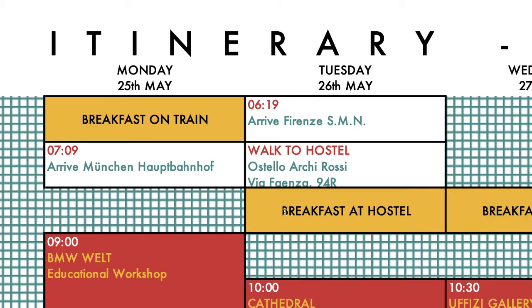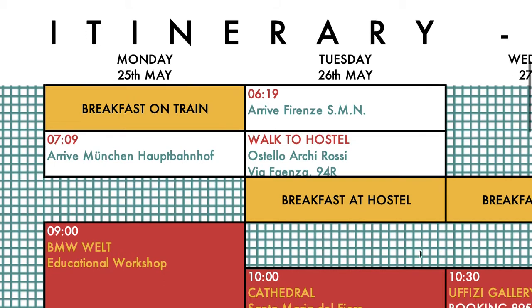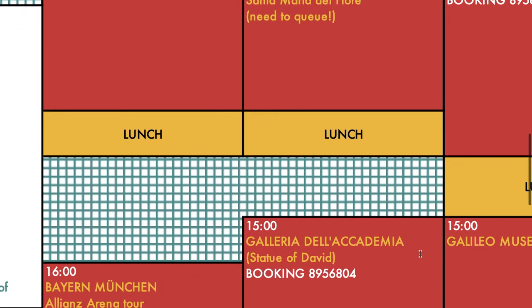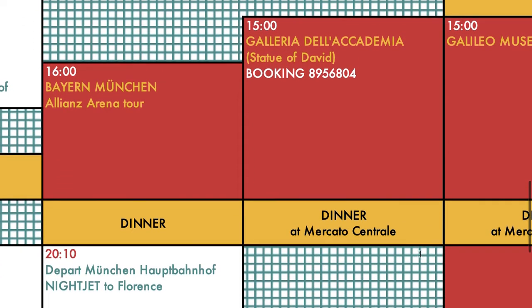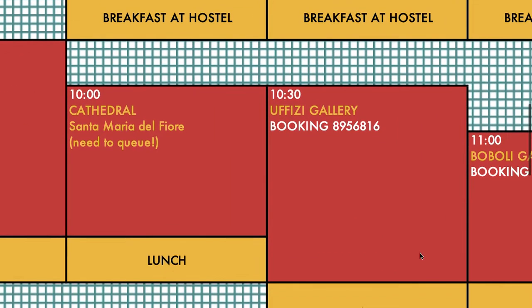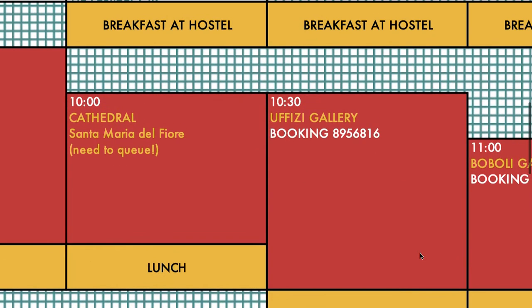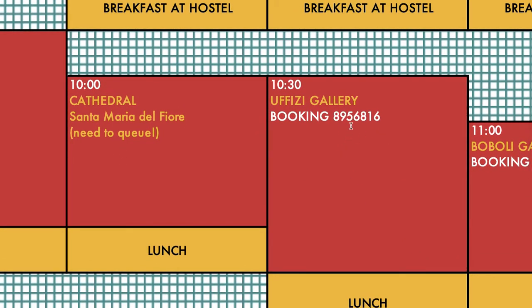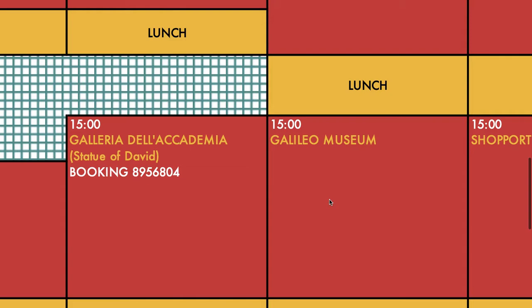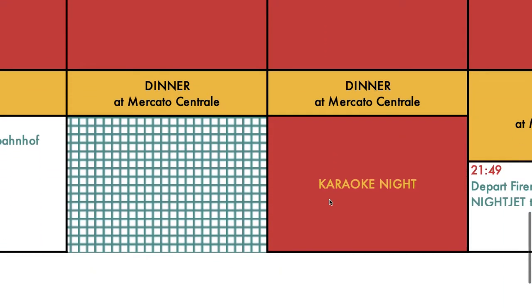I would have arranged to have breakfast already at the hostel that we were staying at. That would have cost some extra money because it's an extra day of breakfast. And then various trips to the cathedrals and galleries. As a rule, for a school group, they're free in Florence. So all of these gallery bookings with numbers, they would have been free. The Galileo Museum, that cost money, but it's a good educational one. And we would have had a karaoke night, so that would have been free and fun.